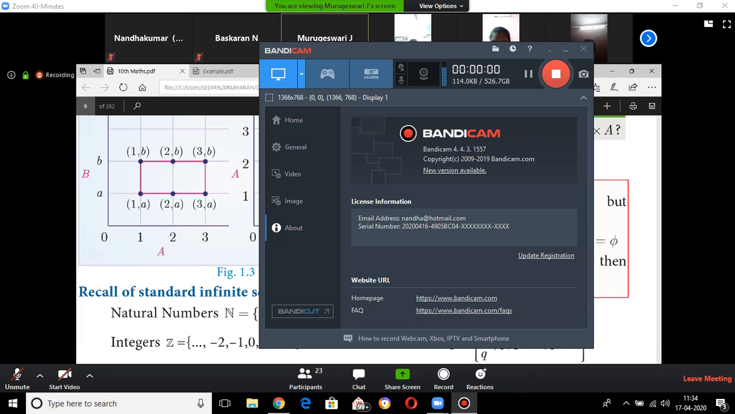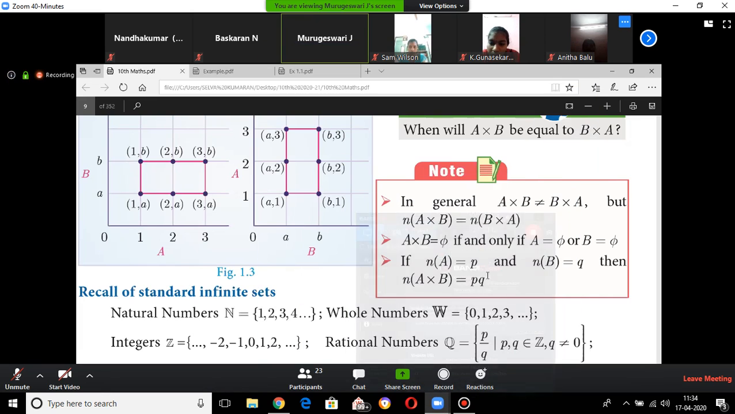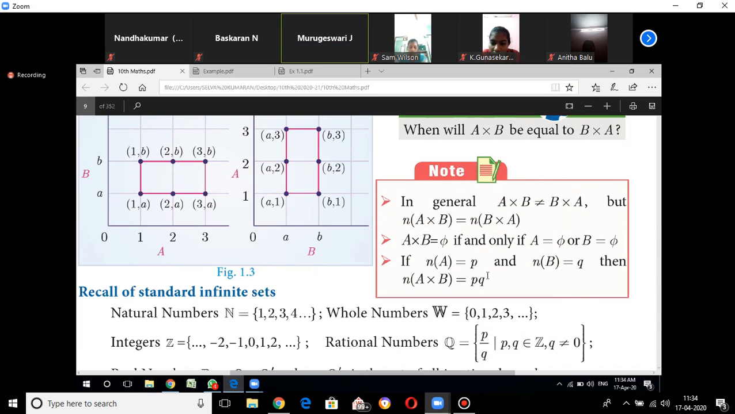B means number of elements in B is 2. What is the number of elements in the cross product A cross B? Yes, 2 into 3, so what? 6. Okay, have you understood? So, 6. Have you got this note now?